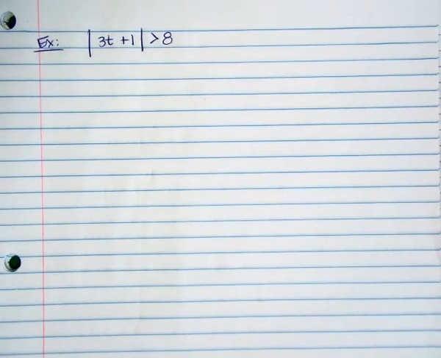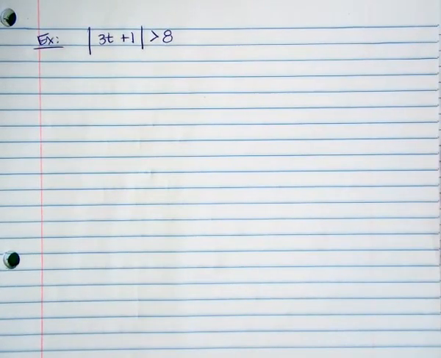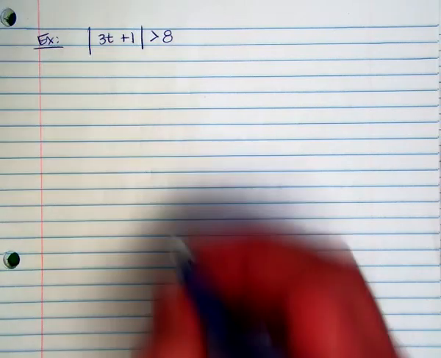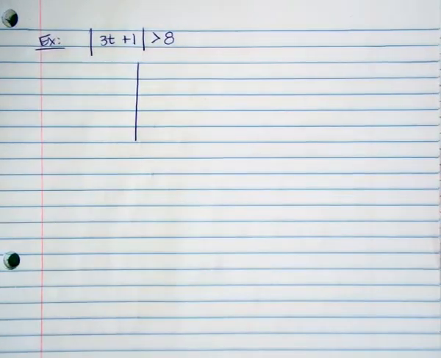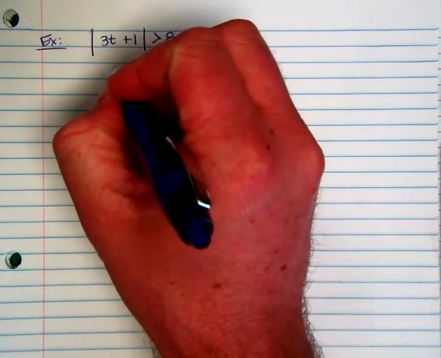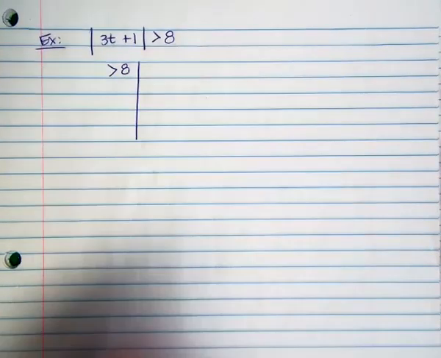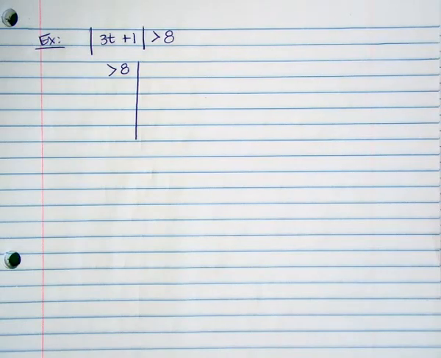In this example, just like a regular absolute value equation, I want to take care of anything that is outside the absolute values first. But is there anything outside the absolute values? No. So we are ready to split it right away. But here's the big difference. I'm going to solve it for what it says already, greater than 8. I'm also going to solve it for negative 8.